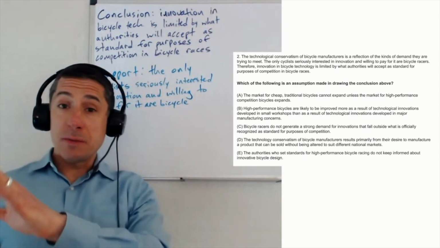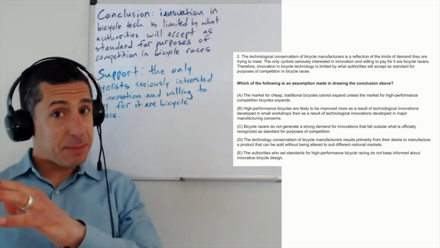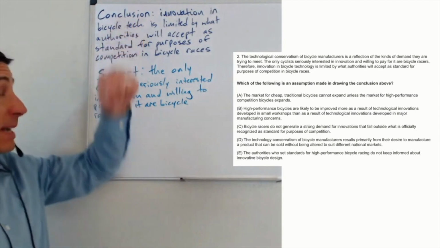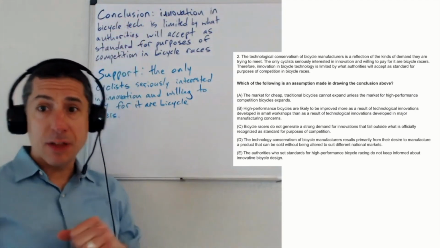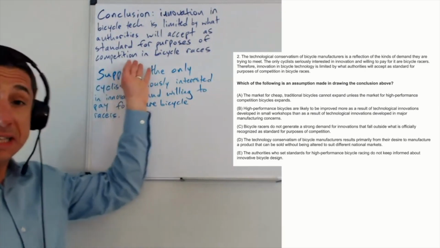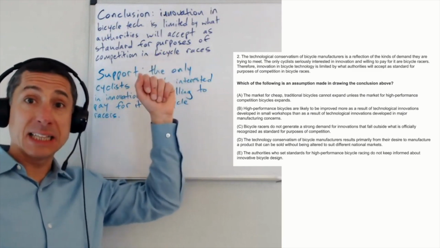Conclusion, nice and straightforward here, where it's just that last sentence, nothing fancy. It's not always going to be the last sentence. Here it is, set off by a nice, clear therefore. Innovation in bicycle technology is limited by what authorities will accept as standard for the purposes of competition in bicycle races. Always ask yourself, is this their words or mine? Here I've got it exactly in their words.